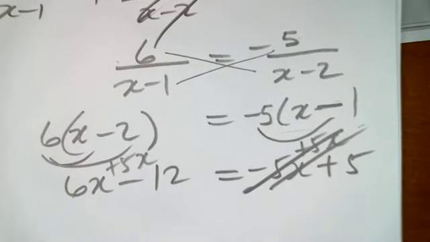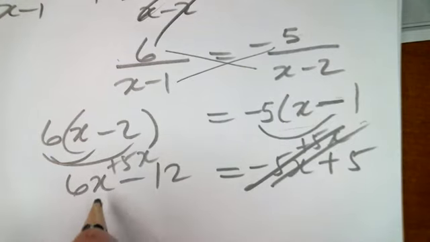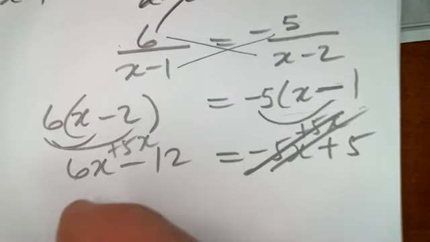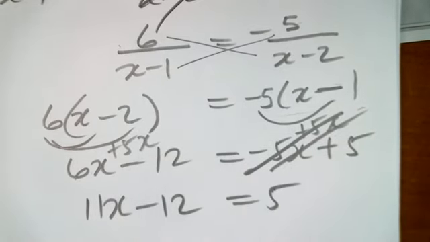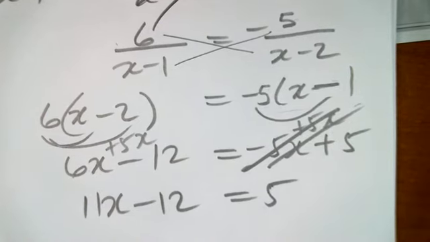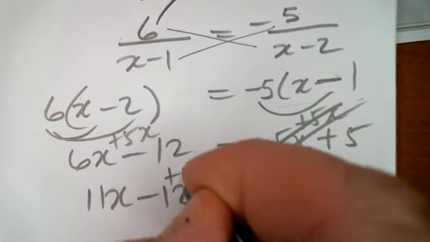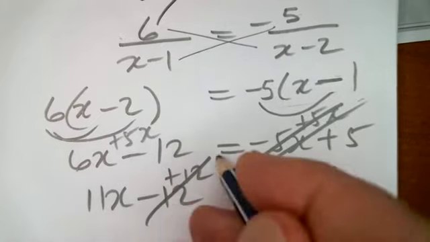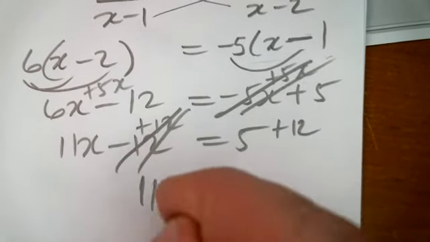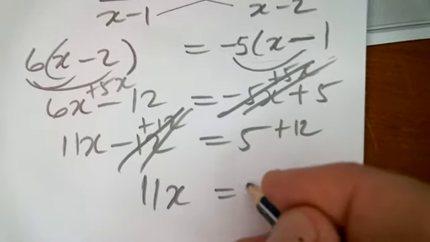5x minus 5x is 0. 6x and 5x is going to be 11x. So I've got 11x minus 12 is equal to positive 5, yeah. So now I'm going to get rid of this negative 12 on both sides. So I'm going to add 12 to both sides. And 12 and negative 12, of course, is 0. 11x equals 5 and 12, which is 17.